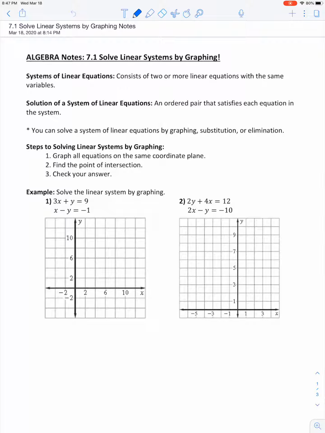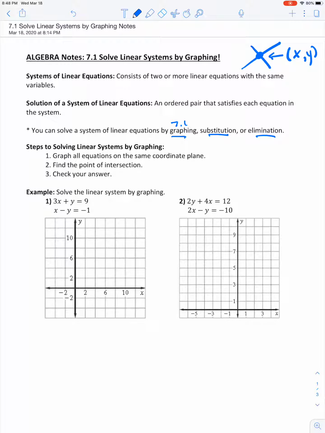So the purpose of the entire chapter 7 is to figure out where those two lines meet on a graph, and this point right here is our solution, and it will be a coordinate point. So you will have an x point and a y point. You can solve linear systems by either graphing, by substitution, or by elimination. Today's lesson 7.1 is all about graphing. Later on in the chapter, we'll learn the substitution and elimination methods.